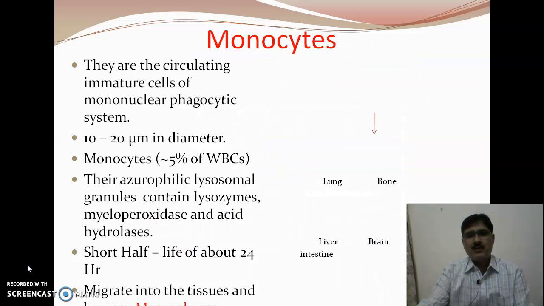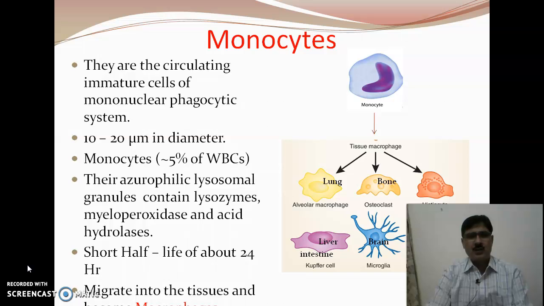Now first we will discuss the monocytes. The monocytes are circulating immature cells of the mononuclear phagocytic system. There are two types of system, one the mononuclear phagocytic system and the other the polymorphonuclear phagocytic system, which includes the neutrophils. Monocytes are basically 10 to 20 micrometer in diameter and they consist of approximately 4 to 5% of the circulating WBC.